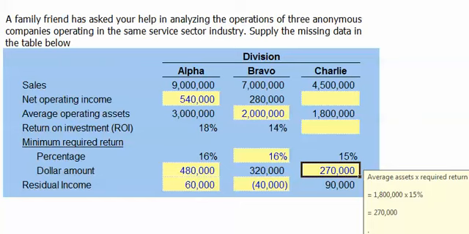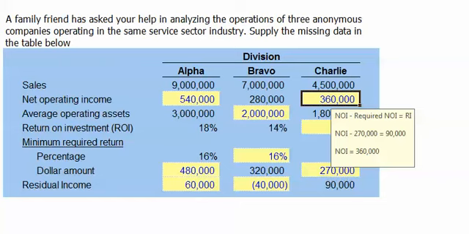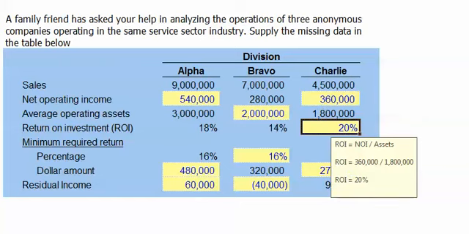We can then solve for our net operating income. Our net operating income minus our $270,000 required minimum dollar return will equal our residual income of $90,000. Solving for net operating income, we get $360,000.